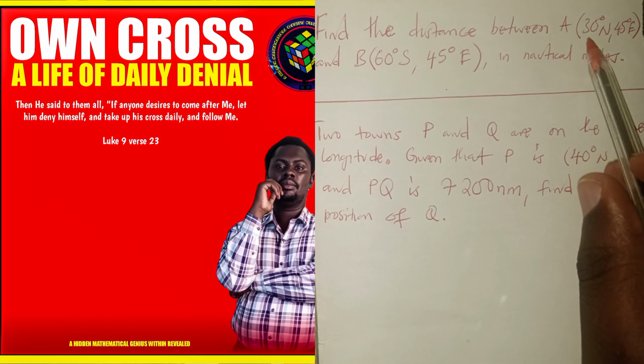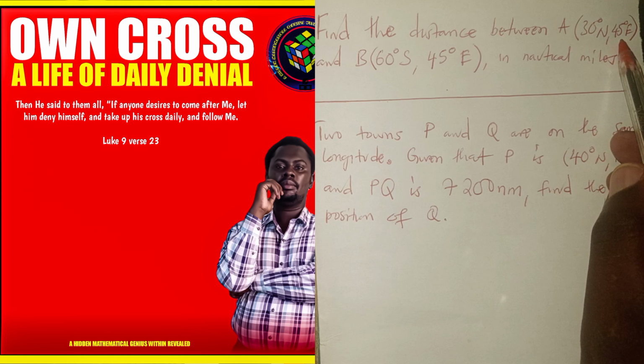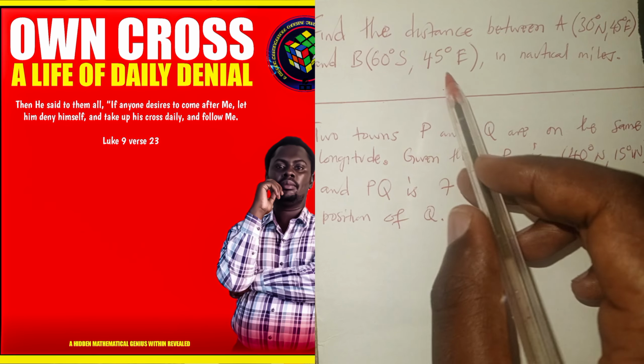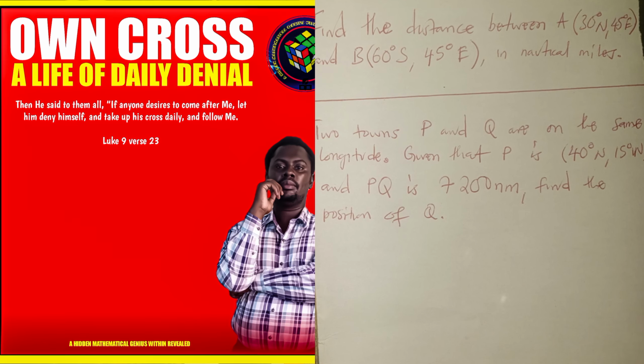Find the distance between A and B. A is on latitude 30 degrees north and longitude 45 degrees east, and B is on latitude 60 degrees south and longitude 45 degrees east. We can see that these two points are on the same longitude, 45 degrees east, so it is a distance along the great circle. Since it is along the great circle, we use the formula with regards to great circles.